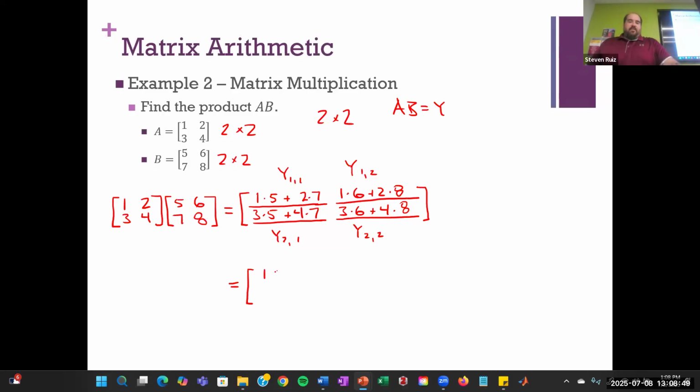5 plus 14 is 19. 6 plus 16, 22. 15 plus 28, 43. And 18 plus 32, 50. I believe. Double check me, I'm doing this all in my head.